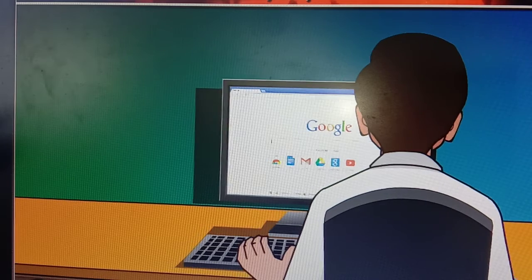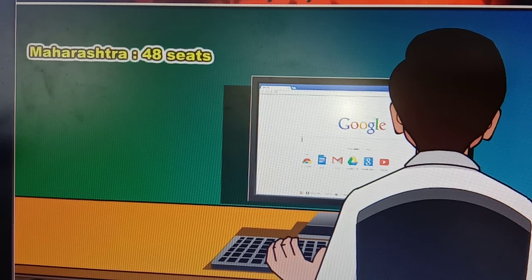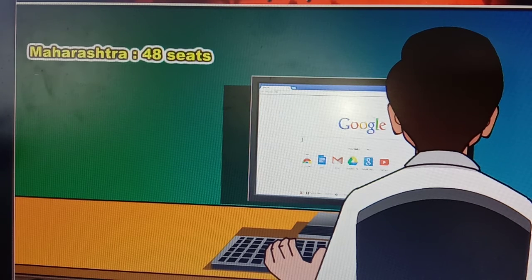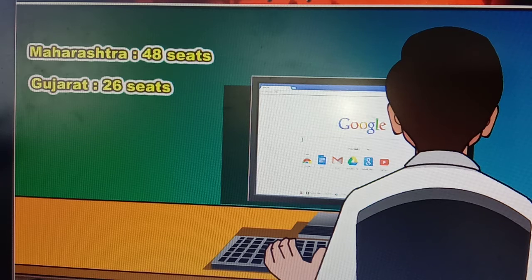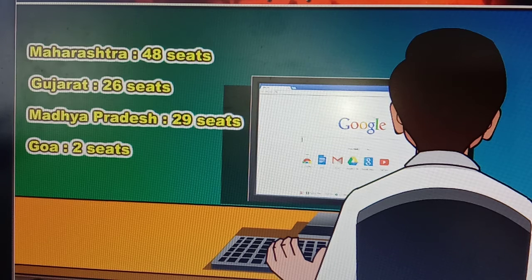Use the internet to find out the number of seats each constituent state has in the Lok Sabha. Here are some examples. Maharashtra has 48 seats, Gujarat 26 seats, Madhya Pradesh 29 seats, and Goa 2 seats. Here there are only 4 examples. You can use the internet to get the number of seats for the Parliament. So from Maharashtra 48 seats are elected for the Parliament, from Gujarat 26, Madhya Pradesh 29, and Goa 2 seats.